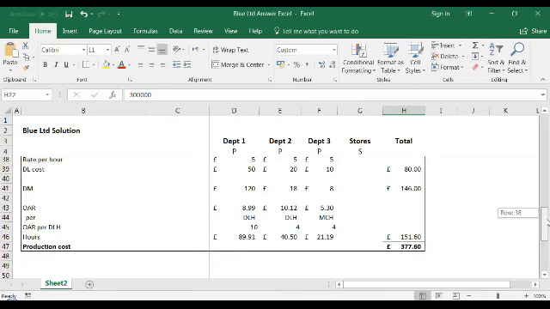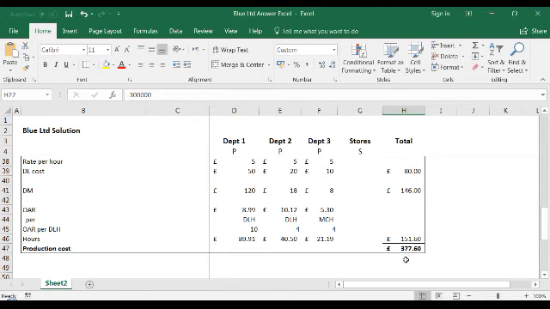Now this production cost is used in order to value the closing inventory. This production cost is also used to price the product. So you can add some profit margin and you can arrive at your final price of the product or price of the job offer that you would like to quote.